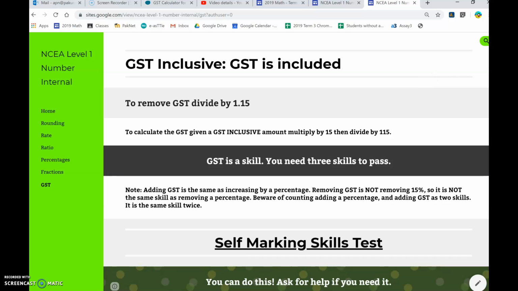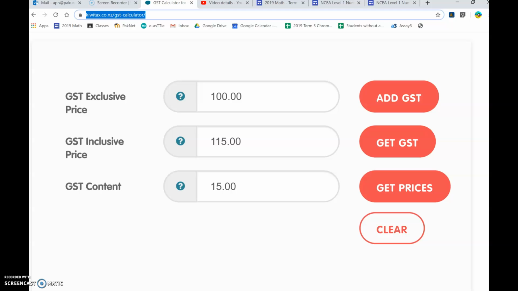So it's one of the skills. Let's have a look at a GST calculator. So here, if I have $100 as my GST exclusive price, then the GST inclusive price will be $115, and the GST amount is $15 because $15 is 15% of $100. So that's the simplest case.